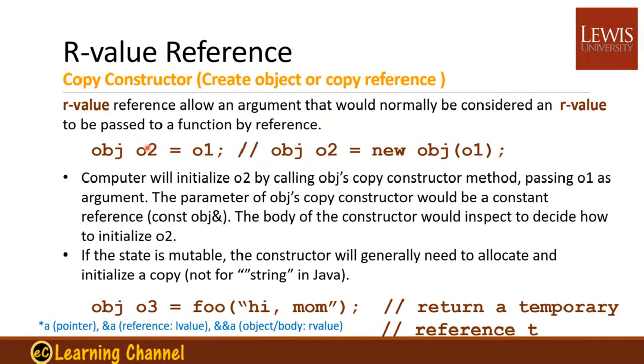This is the copy constructor for the C++ language. The computer would initialize O2 by calling the object's copy constructor method, passing O1 as argument. So it's equivalent to this function called the copy constructor. The parameter of the copy constructor would be a constant object reference type. The body of the constructor decides how to initialize O2. If the state is mutable, the constructor will generally allocate and initialize a copy, though not for strings in Java.